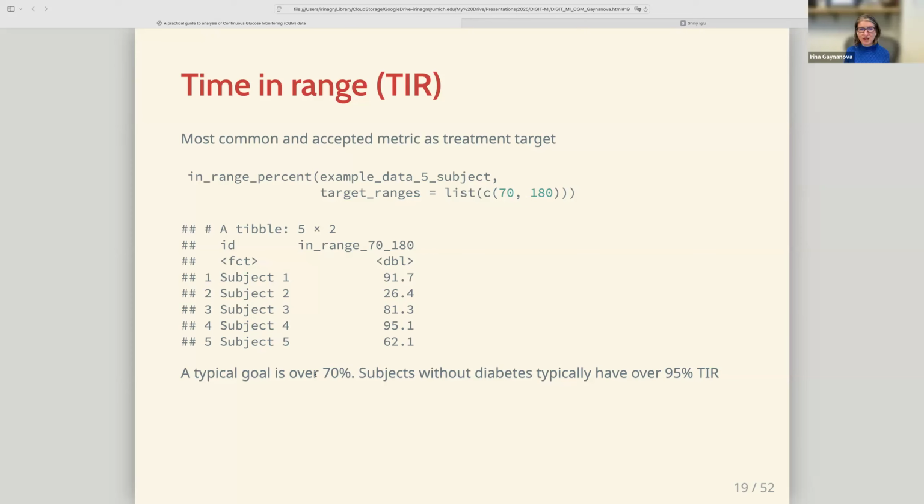Typically, the goal is to be at least 70% in range for people with diabetes. And just as a side note, for subjects who don't have diabetes, they're not always 100% in range, but they usually have time in range about 95%.